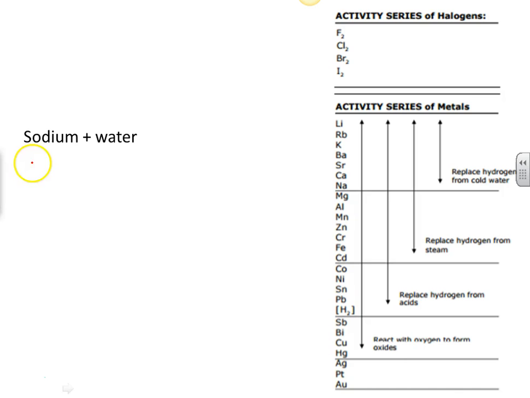Okay. Let's try sodium with water. Solid sodium plus H2O, liquid. We'll make this cold water. Okay, we look to see, can sodium replace hydrogen? So we've got sodium is right here. It is in the first group of elements that can replace hydrogen from cold water. So the pattern is going to be sodium hydroxide replaces the hydrogen, leaves hydroxide, plus H2, hydrogen gas.